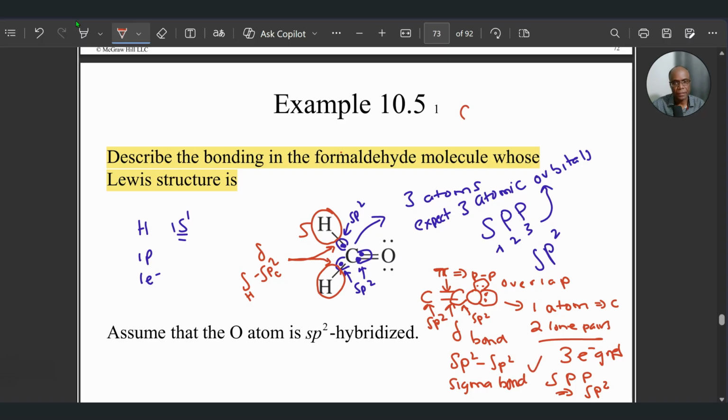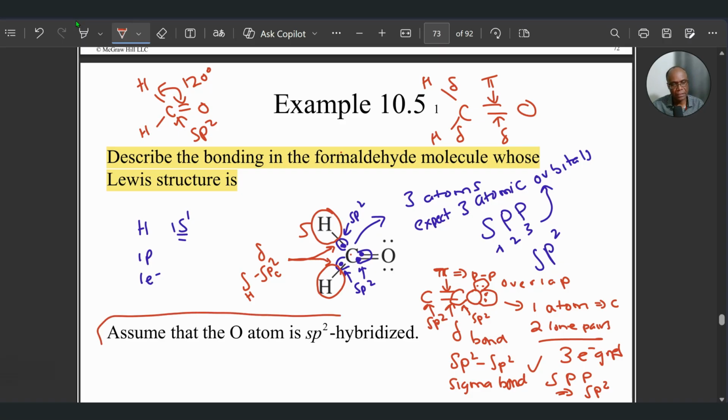So I've described everything. This is a pi, that's a sigma, this is a sigma, and this is a sigma. Carbon is sp2. If I draw formaldehyde, the bond angle is going to be roughly 120 degrees because that relates to the sp2 hybridization in carbon. Which is why they are telling you to assume oxygen is sp2 hybridized. But I've shown you why it's sp2 hybridized.